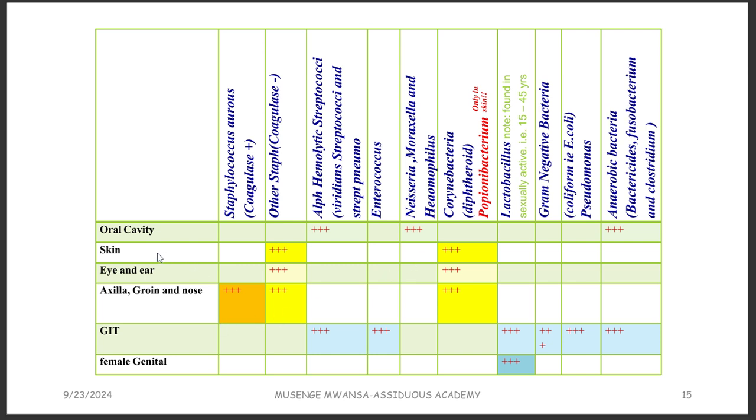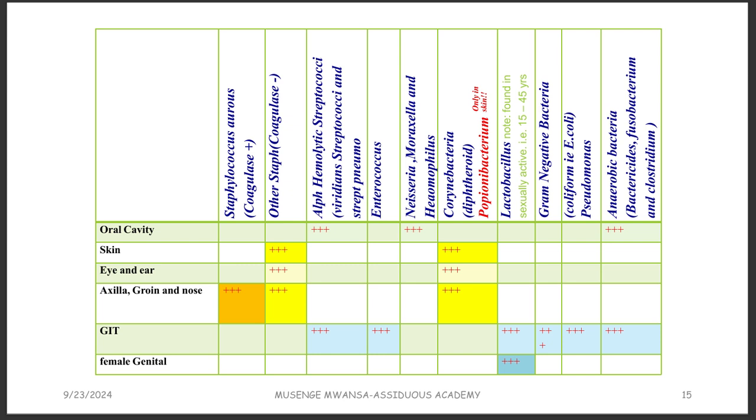The skin has Staphylococcus, those which are coagulase negative. Now, at this point, you might not understand, so I can describe it for you. A Gram stain will tell you: if it is positive, then it is Gram positive; if it is negative, Gram negative. When you go to the Gram positives alone and use a coagulase test, if it is positive, then that is Staphylococcus aureus.